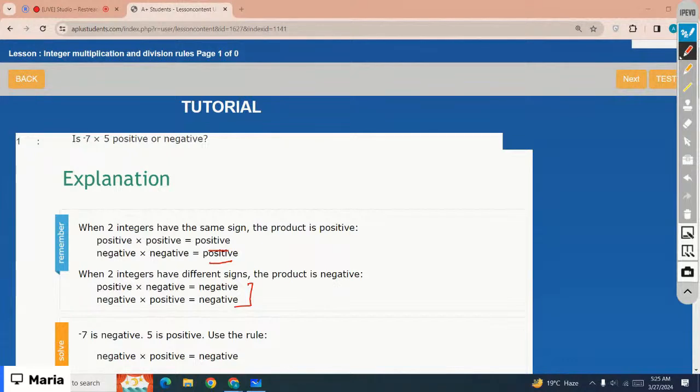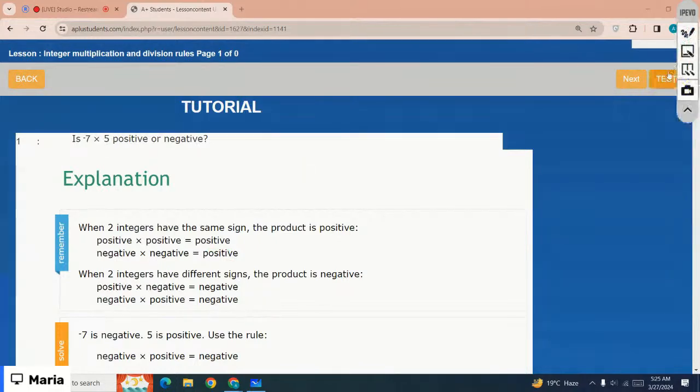So just look at the first example, negative 7 times 5. You are multiplying a negative and a positive number, so the answer must be negative. Got it? So negative 7 times 5 is negative 35. Okay, let's just start with the test questions.